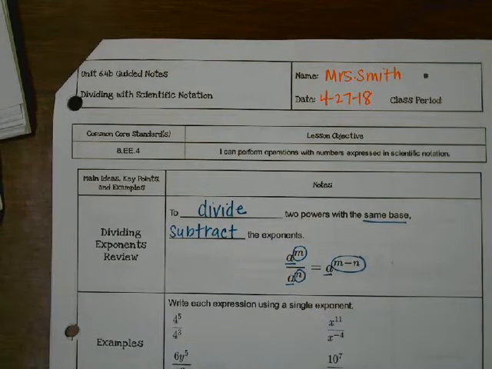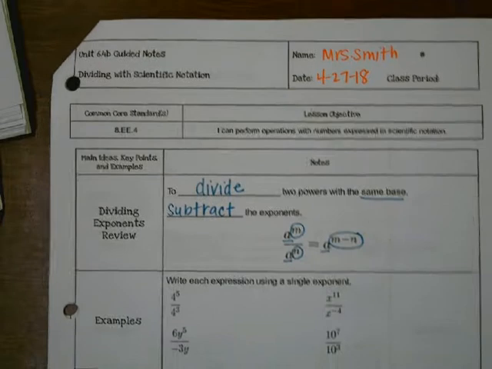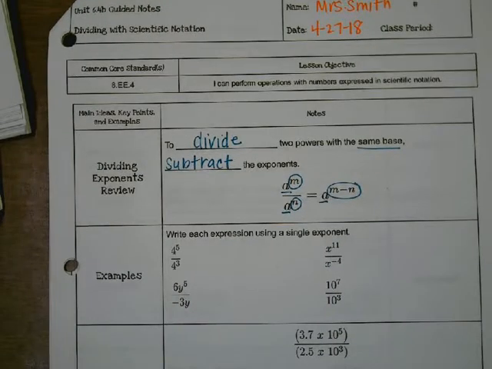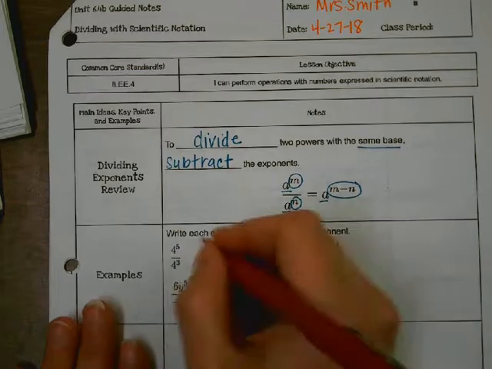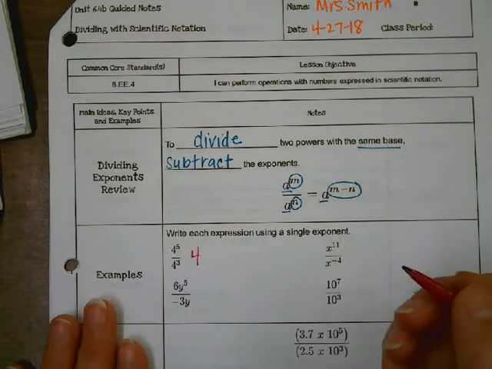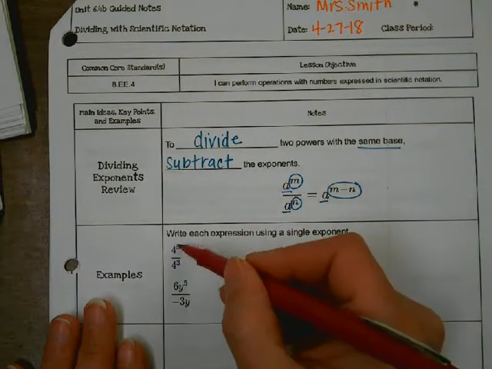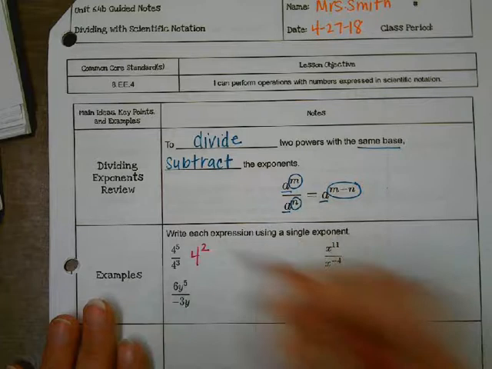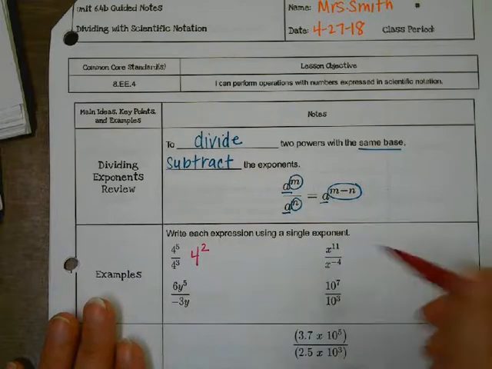So we'll do a couple of review examples so that we know that we're comfortable and confident with dividing with powers. My very first one is 4 to the 5th divided by 4 to the 3rd. I see that I have a base of 4, and then I need to look at my exponents and do 5 minus 3, which then gives me 4 squared, so 4 to the 2nd.